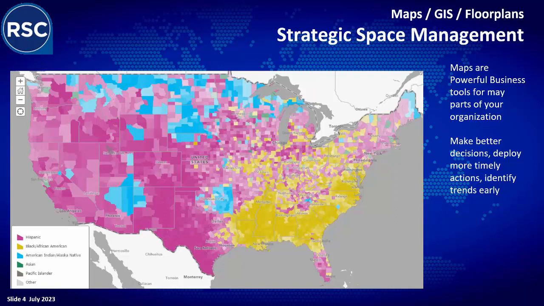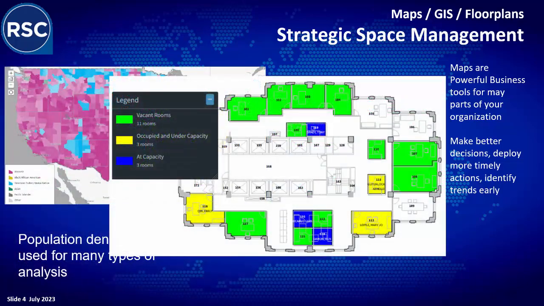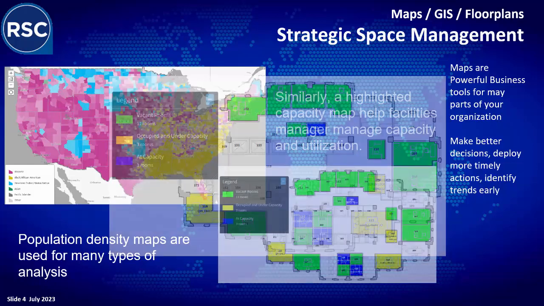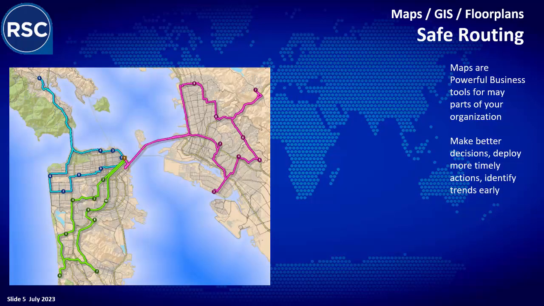Likewise with demographics. So here's the demographics by ethnicity. This is also an occupancy or vacancy map showing which rooms are over capacity or at capacity or are vacant. Very similar in their approaches. One's inside of a building, the other's outside.